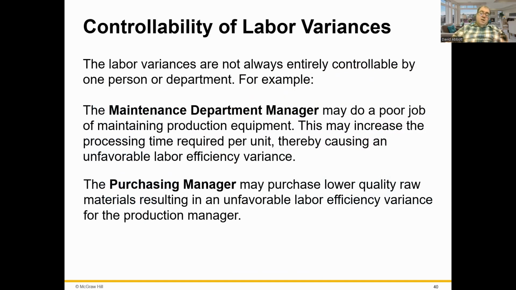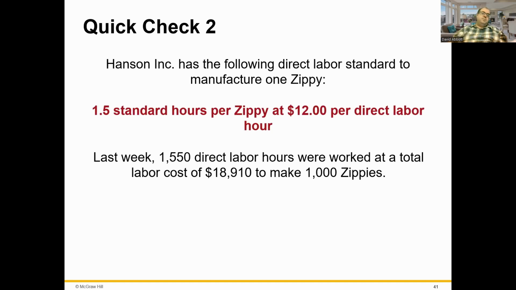However, labor variances are not entirely controlled by one person or department. So, for example, the maintenance department may do a poor job of maintaining production equipment. This may increase the processing time required per unit, therefore causing an unfavorable labor efficiency variance. And the purchasing department may purchase lower quality raw materials, resulting in an unfavorable labor efficiency variance for the production manager. So we'll do another quick check.